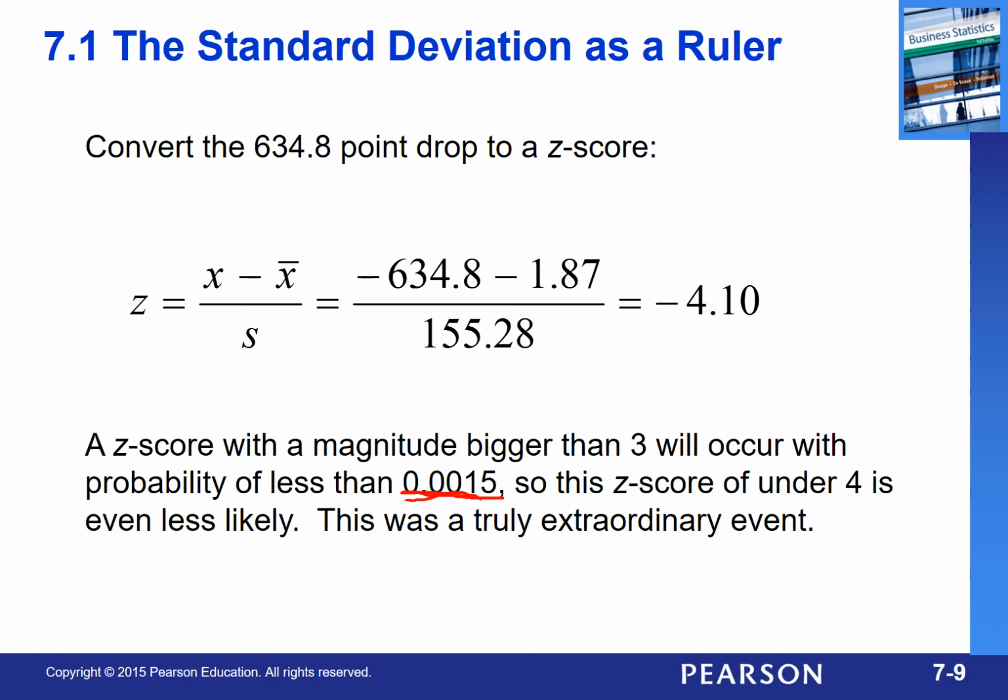That really was extraordinary. Take special note that since this was a drop, the value we use here is negative. Watch out for this in your homework. Occasionally they use the words decrease, drop, or reduced. They mean it's negative.